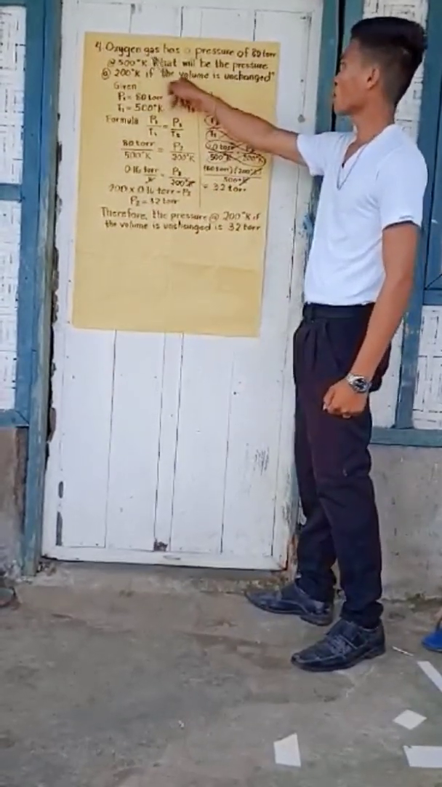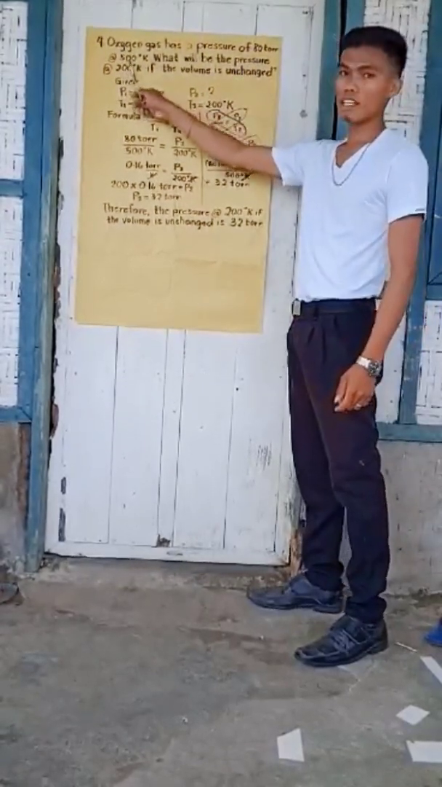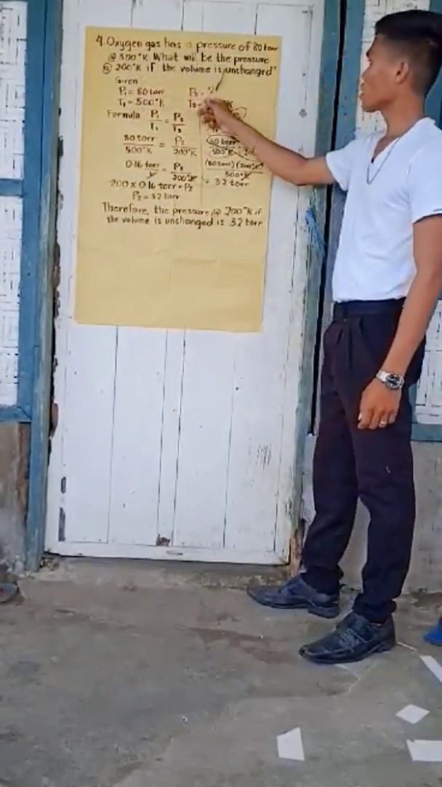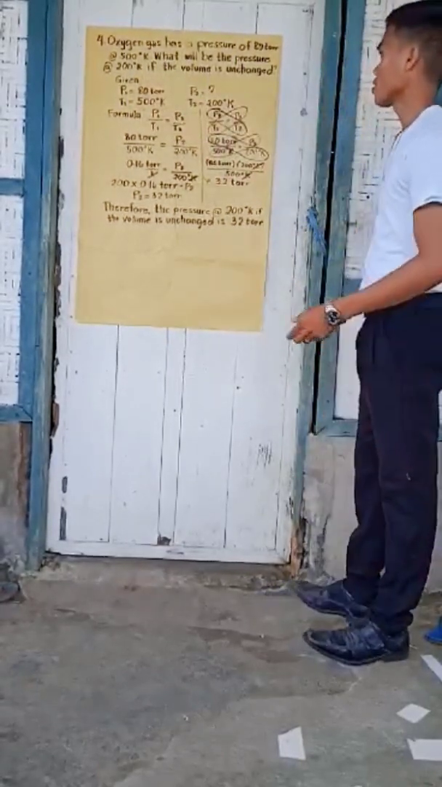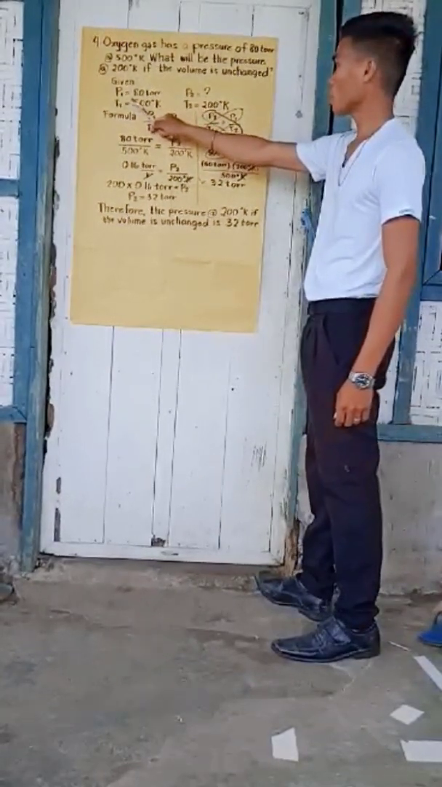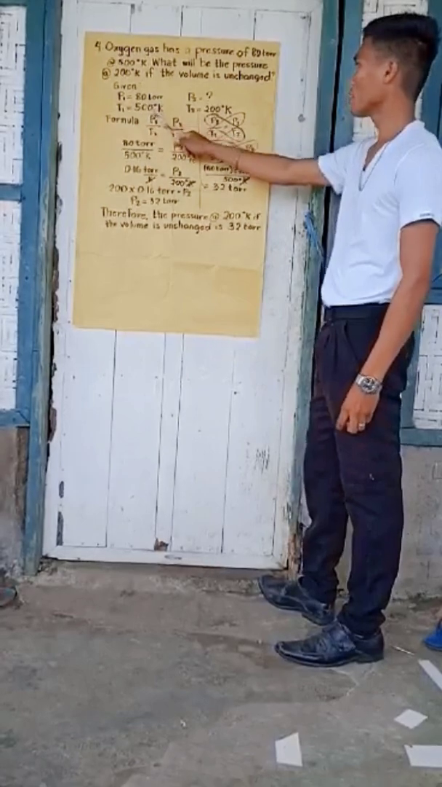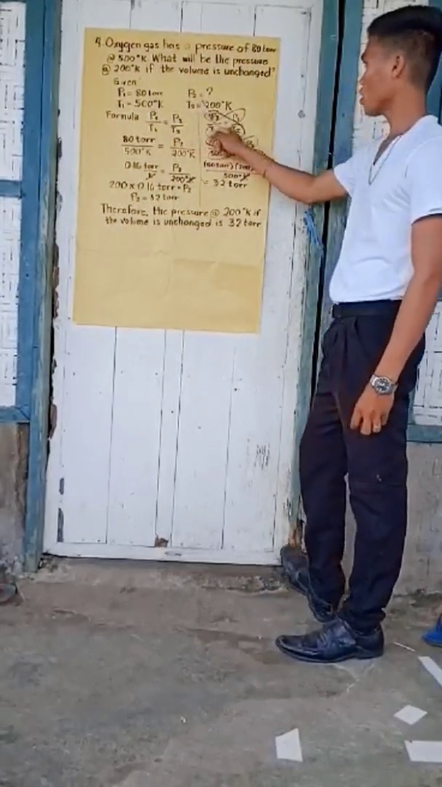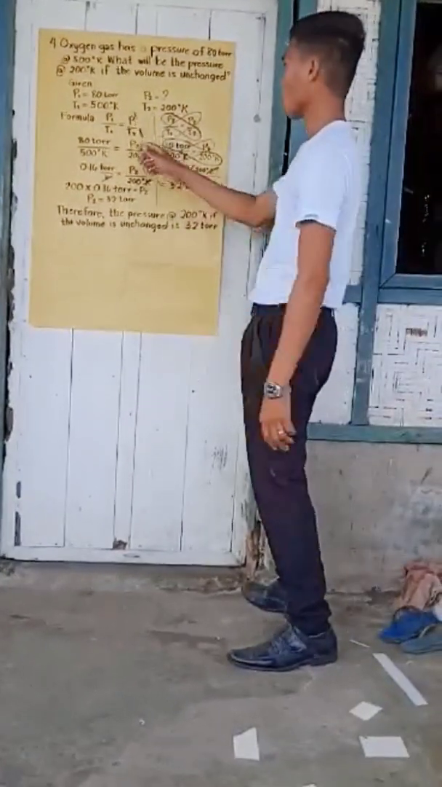The question is, oxygen gas has a pressure of 80 torr at 500 degrees Kelvin. What will be the pressure at 200 degrees Kelvin if the volume is unchanged? So here is the given. The pressure 1 or P1 is equal to 80 torr. The T1 is equal to 500 degrees Kelvin, and the T2 is equal to 200 degrees Kelvin, and the P2 is unknown.